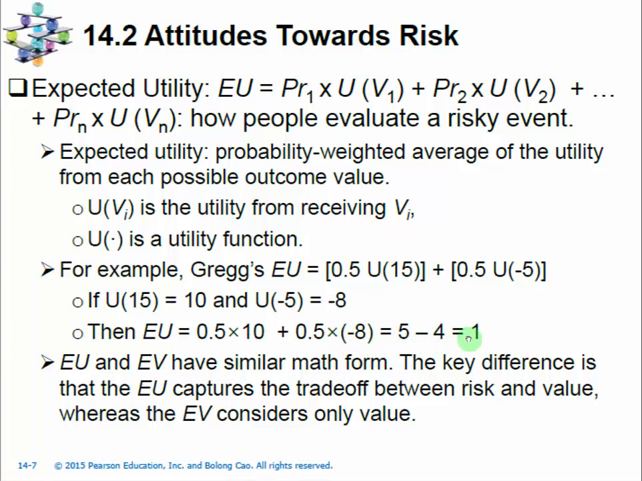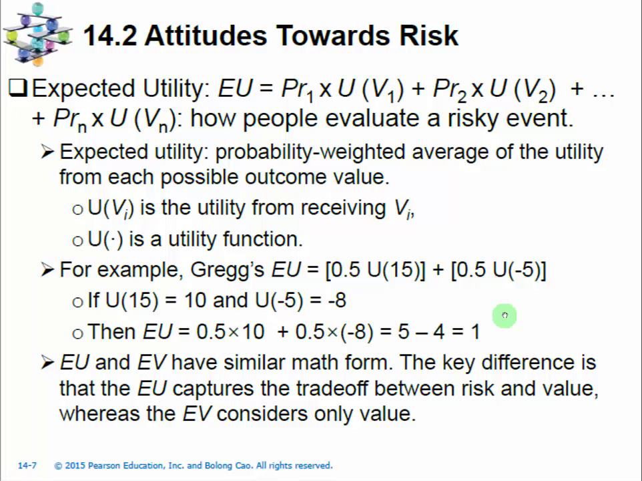So the expected utility for this risky event is only 1. If you put a unit on it, they're called utils. That means this person, when choosing this risky event, only gets an expected utility level of 1 util. Why is this utility level different from the expected value?